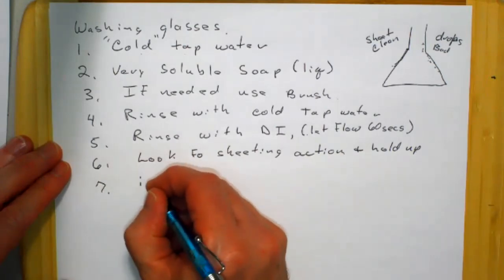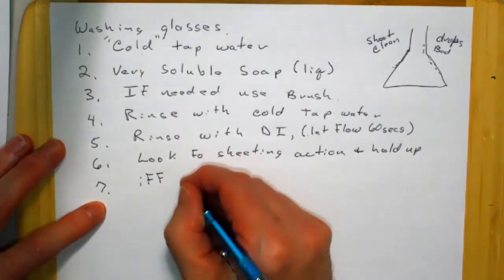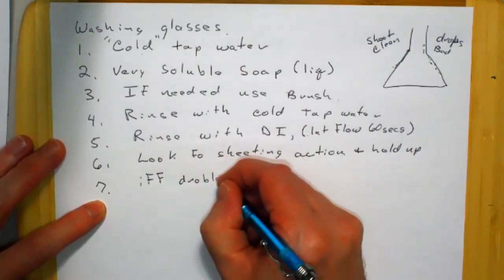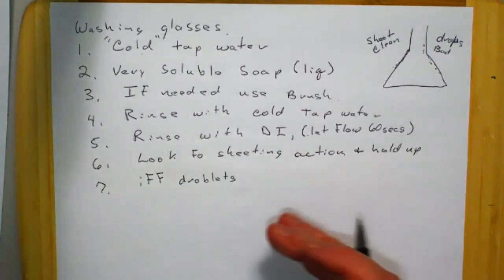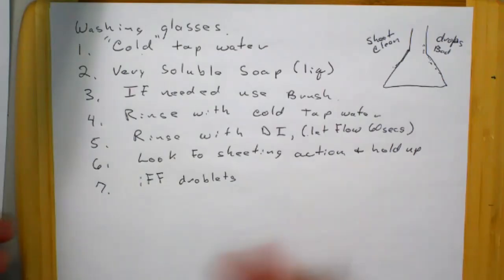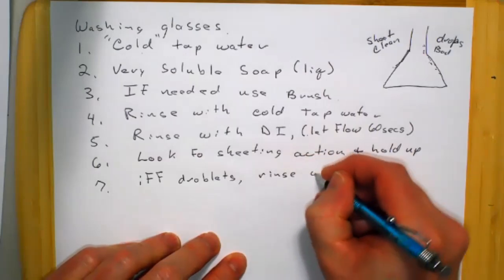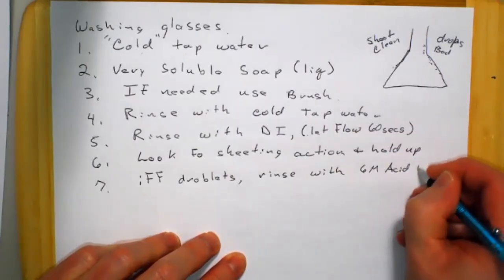Step 7. So I didn't misspell it. If and only if, IFF, if and only if droplets persist. And there'll always be a few droplets, but you'll see these ones that hang on the borosilicate glass. It shouldn't attract a polar solvent like water. So if the droplets stick, then rinse with 6 molar acid and repeat.